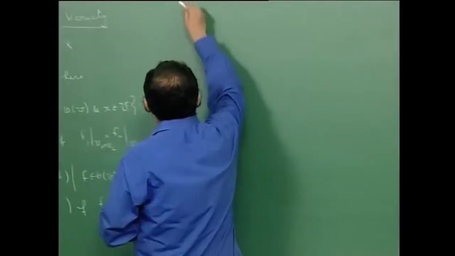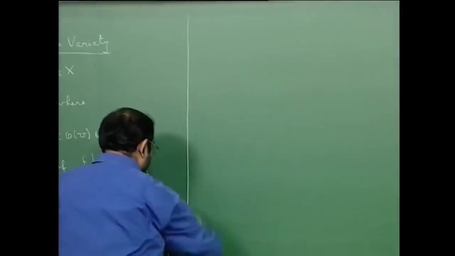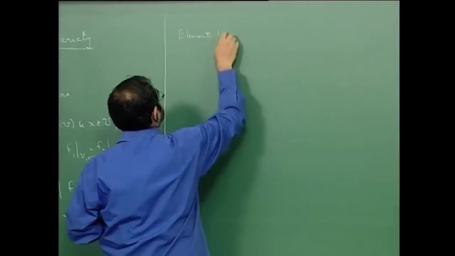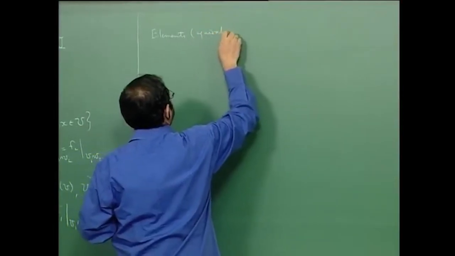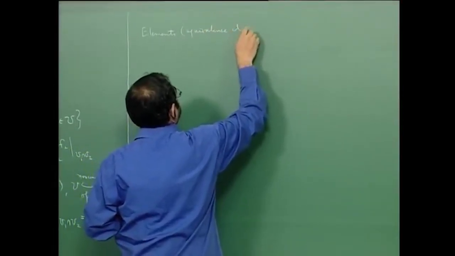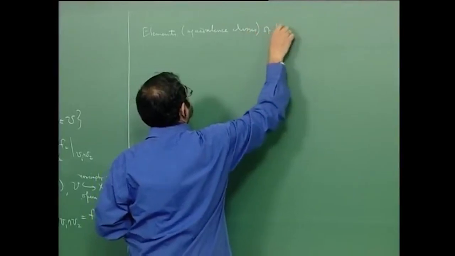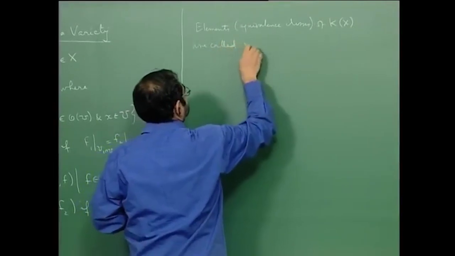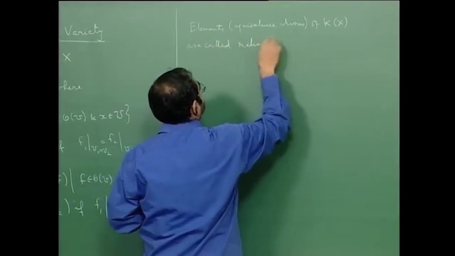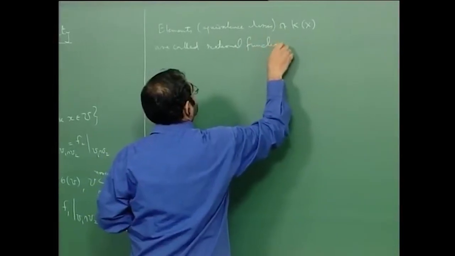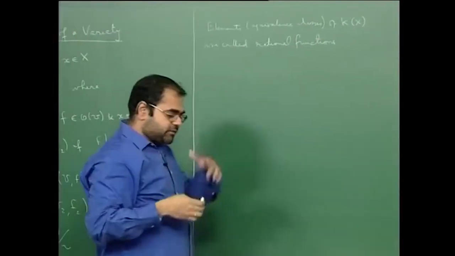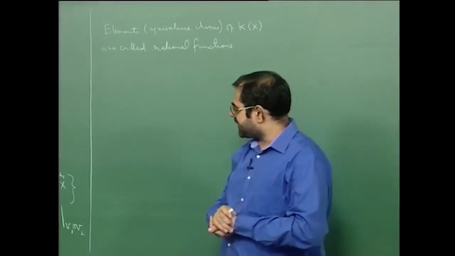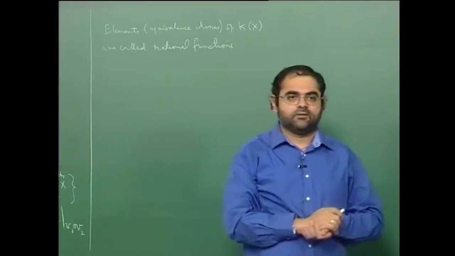So let me write that down. Elements, equivalence classes of kx are called rational functions. So they are represented by a regular function on an open subset, all right.